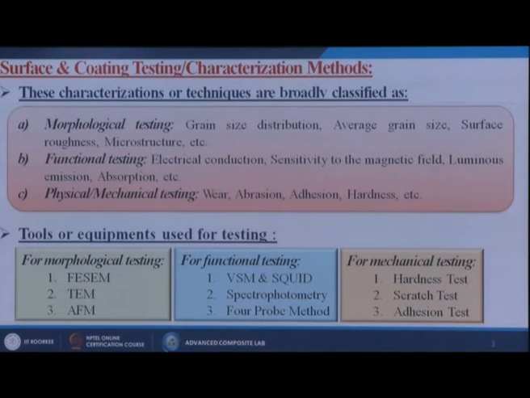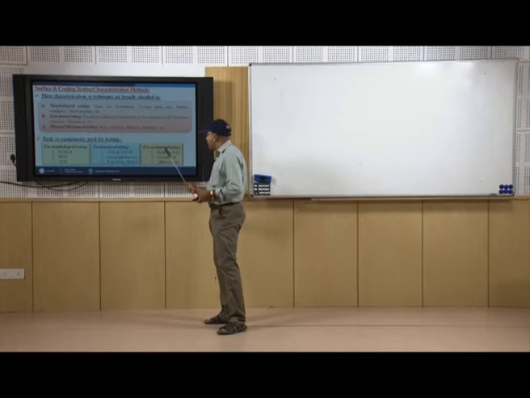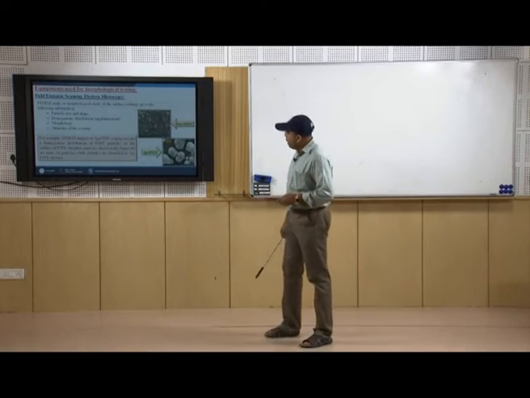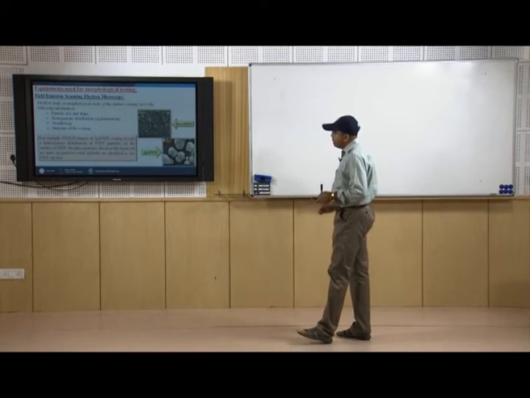Then when we are talking about the functional testing, we are going for the VSM and the SQUID testing, spectrophotometry, 4-probe method. When we are going for the mechanical testing, we are doing the hardness test, scratch test and the adhesion test. So one by one we are going to discuss all these characterizations.